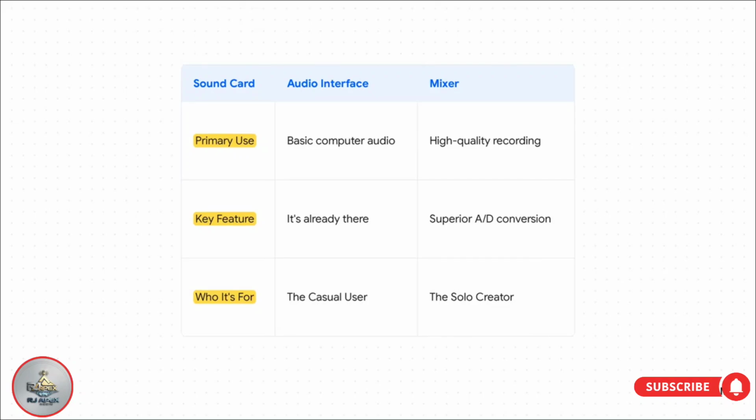If you're the casual user, hey, the built-in sound card is all you need. Its key feature is that, well, it's already there. If you're the solo creator, the podcaster, the musician, the streamer, the audio interface is your essential tool. Its key feature is superior A to D conversion. That's analog to digital. It just does a much, much cleaner job of turning your voice or your instrument into a digital signal. And finally, if you're the live performer, a band or an event manager, the mixer gives you that real-time, hands-on control you need to juggle all those inputs at once.